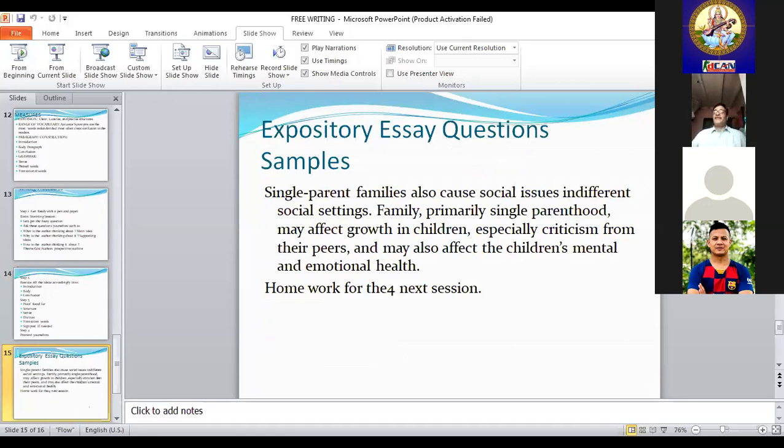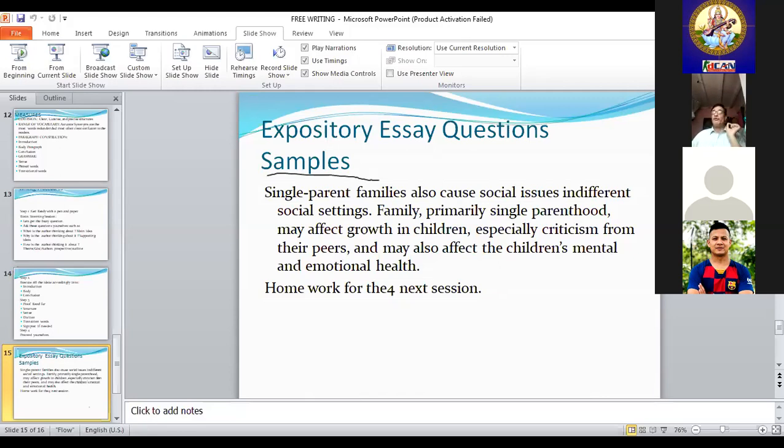Okay, expository essay questions. Everybody might be having a pen, so let's mark the questions in order to get the gist. Ladies and gentlemen, single parent families, please underline this. Make a round circle around this. Single parent families, this is one of the stakeholders of my essay.